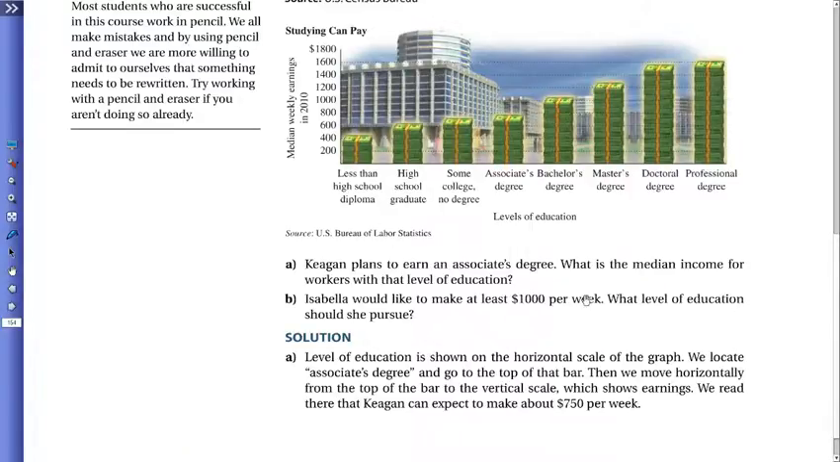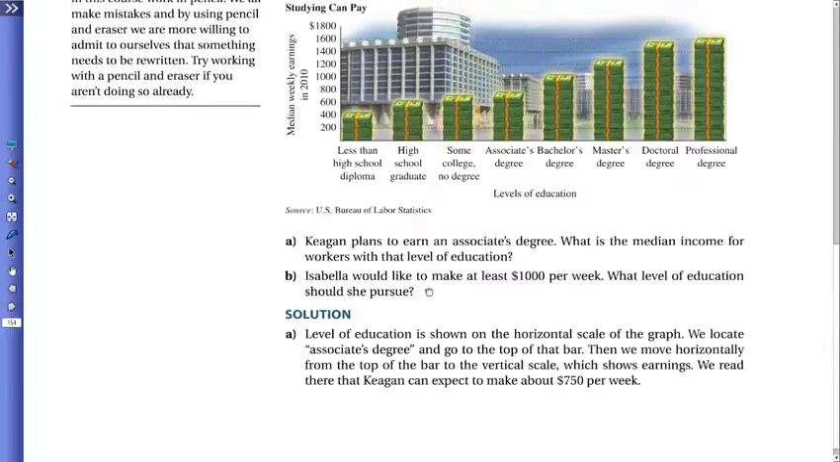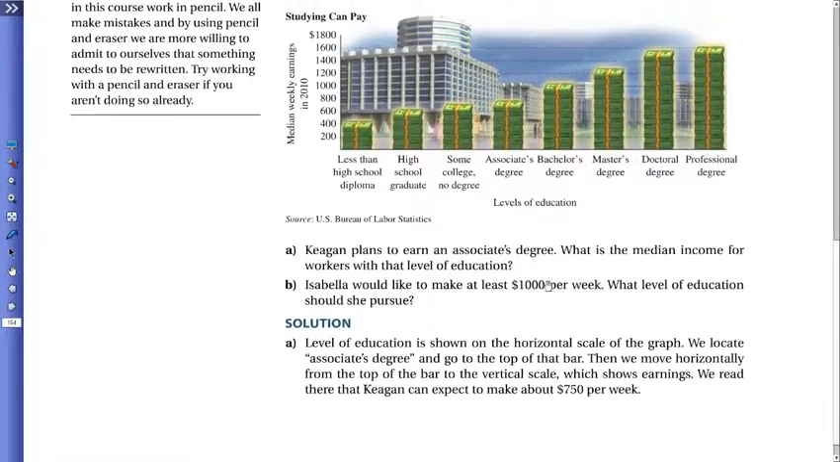And to think about what we've been doing with inequalities too. If I asked, what level of education should you pursue if you want to make $900 a week? Well, I'd go through here. I need to understand that scale. Well, 900 is right between this 800 and 1,000. Now, what would be the answer to this? Well, if I get a bachelor's, it shows I'm going to be making more than 900. But if I get an associate's degree, I'm only going to make that $800 a week.